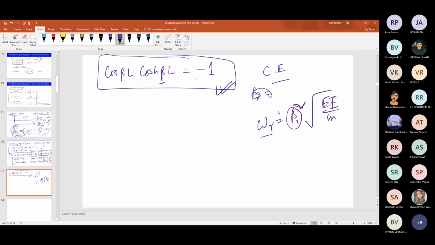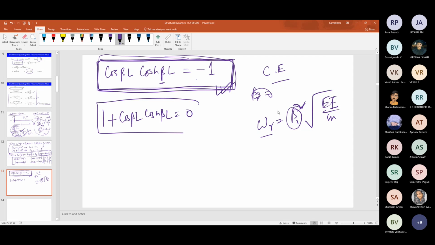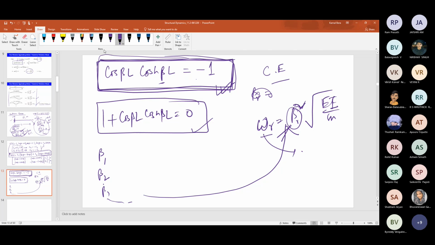So similarly r equal to 1 to 3 like that. But unfortunately, it doesn't have any closed form solution. Can you find any closed form solution of this equation? Not, right? 1 plus cos beta L cosh beta L doesn't have any closed form solution. So you have to solve it iteratively. You can use the Newton-Raphson method or any other suitable method if you have learned it. That is up to you. Please try it at home, how to solve this equation to find the roots: beta 1, beta 2, beta 3, and so on.